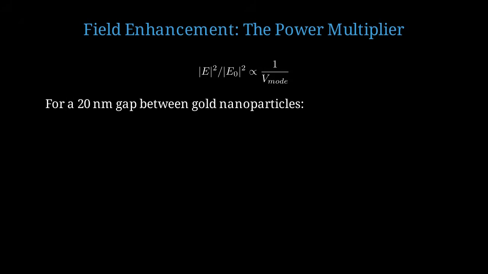One of the most spectacular effects is field enhancement, where electromagnetic fields become incredibly intense. The field intensity enhancement is inversely proportional to the mode volume, so smaller volumes mean stronger fields. Consider a specific example, a 20 nanometer gap between two gold nanoparticles. The mode volume is approximately 20 nanometers cubed, which equals 8 times 10 to the negative 24 cubic meters. This tiny volume produces enhancement factors between 10,000 and 1 million times the incident field.